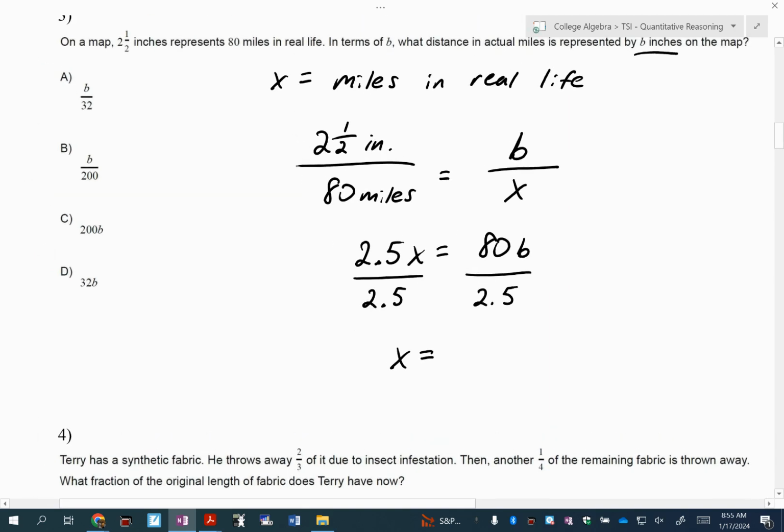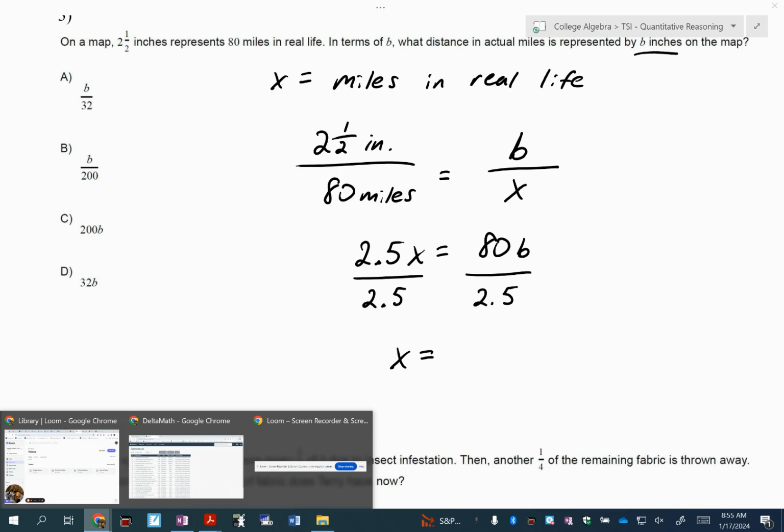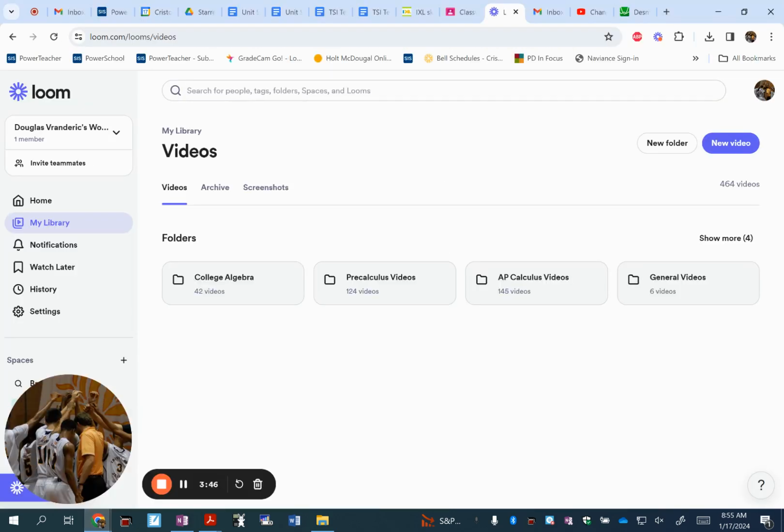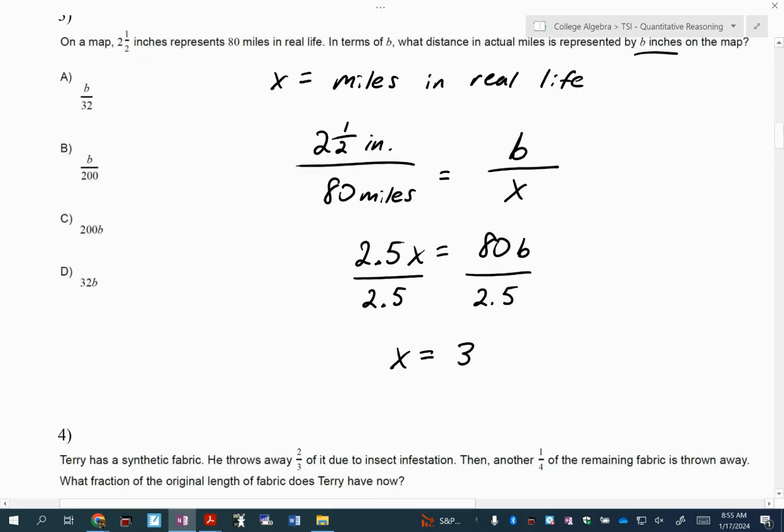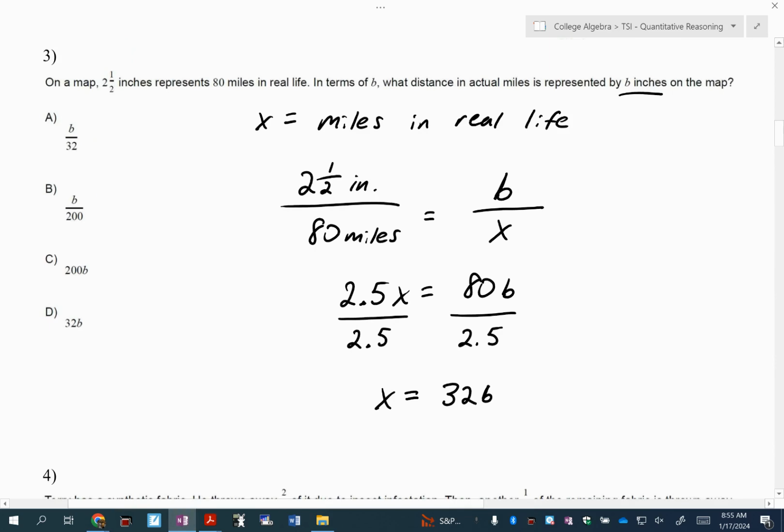If you don't know what 80 times B divided by 2.5 is, we can go ahead and type that in. So 80 divided by 2.5 gives us 32. So 32B is the answer for number 3, or D.